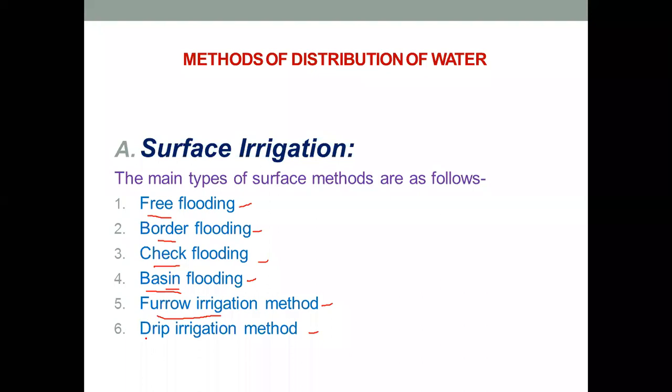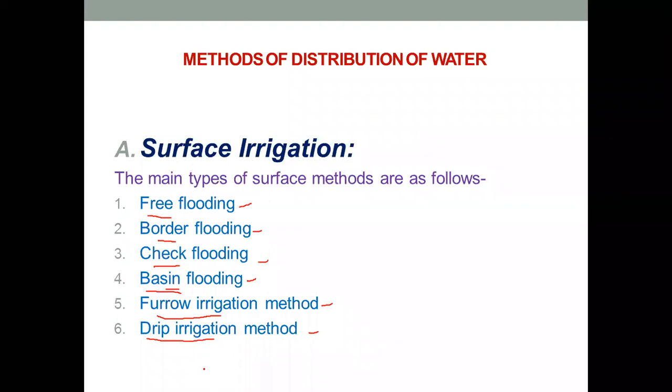And the last method was drip irrigation method. Drip irrigation method is nothing but when we provide pipes parallel to the crops which are planted, and at each crop we provide a hole in the pipe through which water drips directly onto the crops.